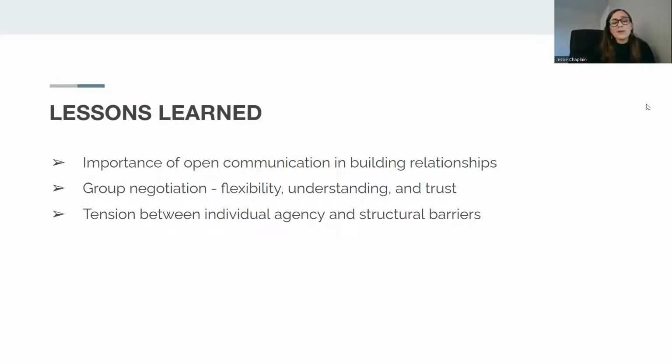We learned a lot of valuable lessons throughout this process, but 3 stand out to us. First, we learned the importance of open communication and building relationships with our community partners and making sure to reach out throughout the process to ensure that everyone's on the same page. We also learned the importance of negotiating group differences with flexibility, understanding, and trust in order to create a cohesive group dynamic. And finally, we learned how to navigate the tension between individual agency and structural barriers by paying attention to multiple levels at which action could take place. So not only addressing what residents could do, but also thinking about what landlords and housing authorities could do at their level.